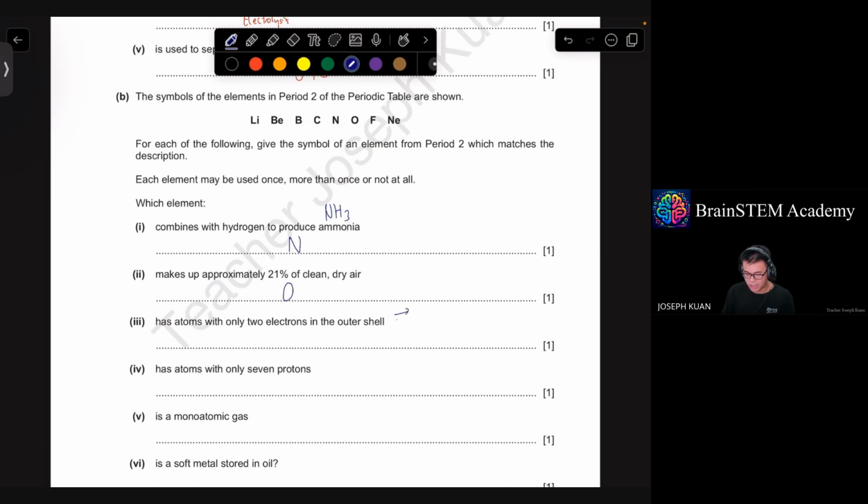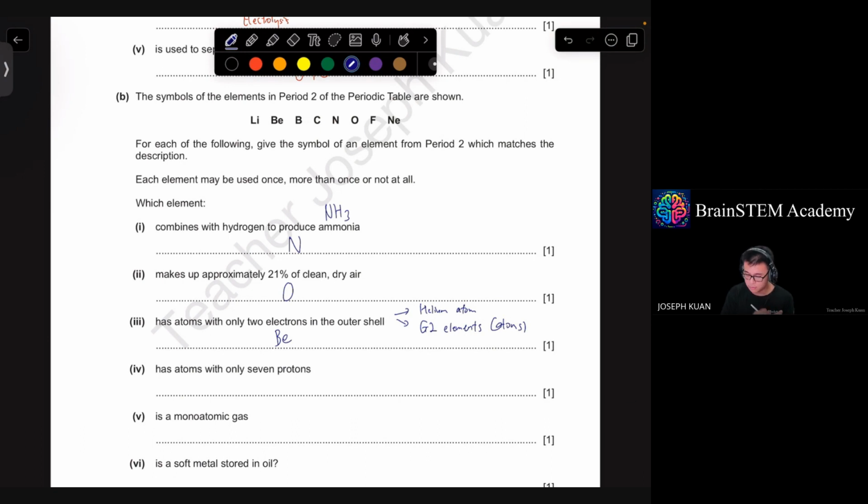This statement actually tells you either it's a helium atom, right, or group 2 elements, right? So in the context of a period 2 group 2 element, there will actually be beryllium. All right, you can refer to your periodic table for this.